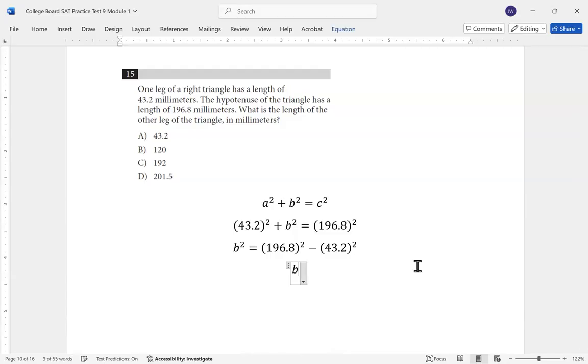When you do that calculation, we get B squared is equal to 36,864. Since we're talking about lengths, they have to be positive values. So I can just take the positive square root of both sides. And if I take the positive square root of both sides, I end up with 192. So the length of the other leg of the triangle is 192 millimeters. So option C is the correct answer to question 15.